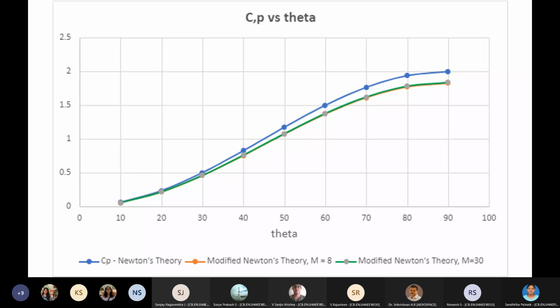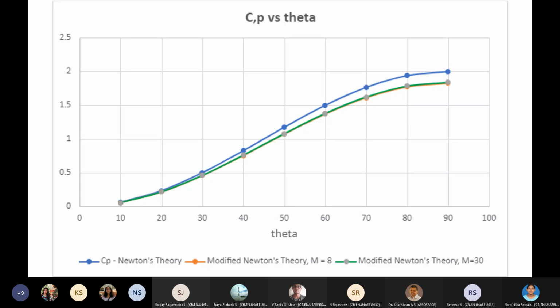So we plotted based on all the equations. What was the range plotted given? The CP versus theta graph. Sir, our Mach numbers are 8 and 30. So we can clearly see that for modified Newton's theory for Mach number 8 and Mach number 30, it's almost the same. The curves are very close for both of them.